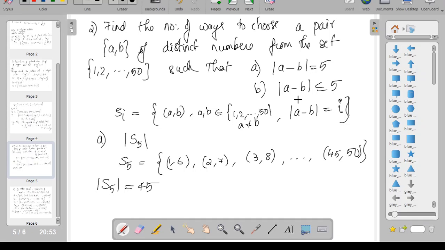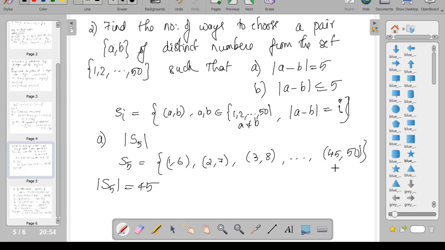Now the first case is to find the number of ways to choose a pair (a, b) such that mod a minus b is equal to 5. For it to equal 5, if you take 1, then 6 must come; if we take 2, then 7 must come. The difference is 5, so if you take 3, then 8 must come. So if you are taking 45, then it must be 50.